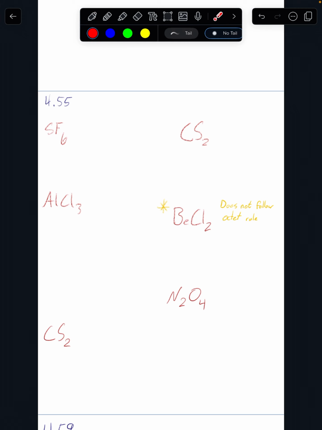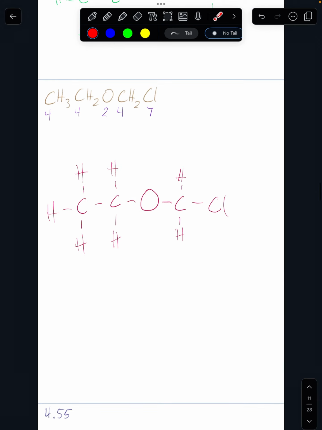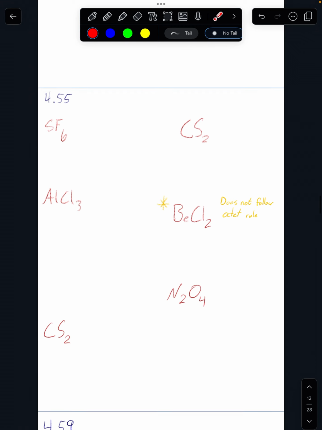So, moving on to 4.55. It wants a Lewis structure. So this here is considered a Lewis structure. So in this case, we have our sulfur. And we know this sulfur is connected to the fluorine? No. To whatever the F is. And there's going to be 6 of them. Okay?